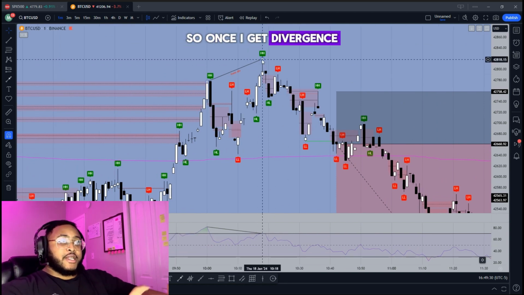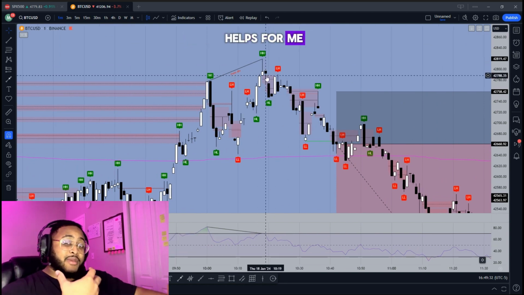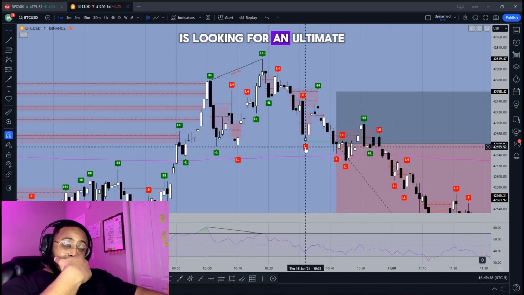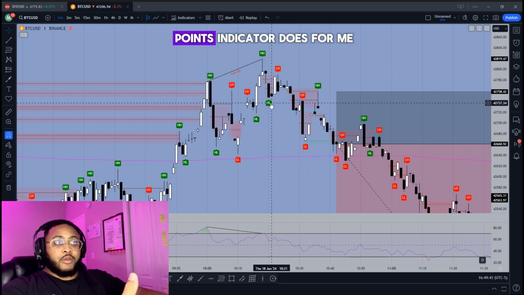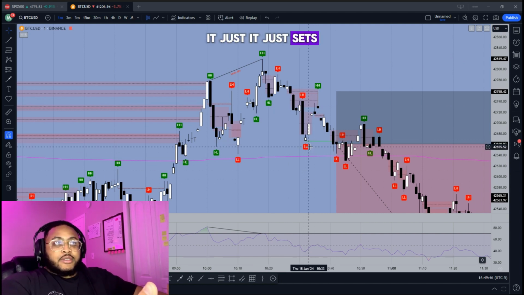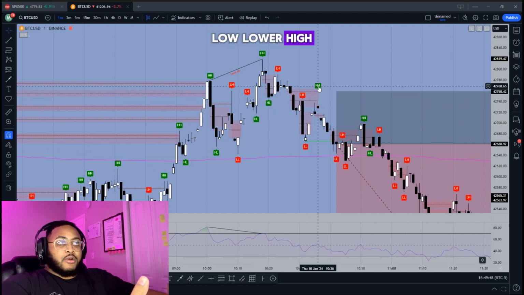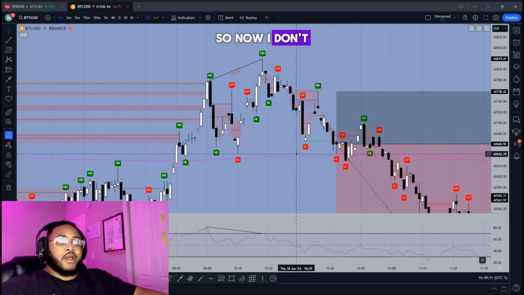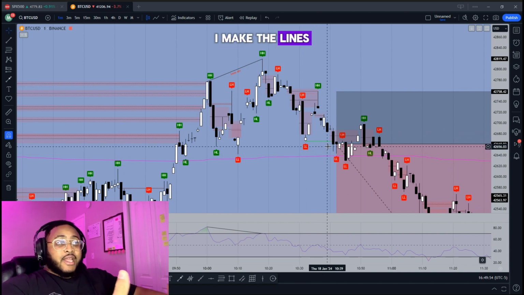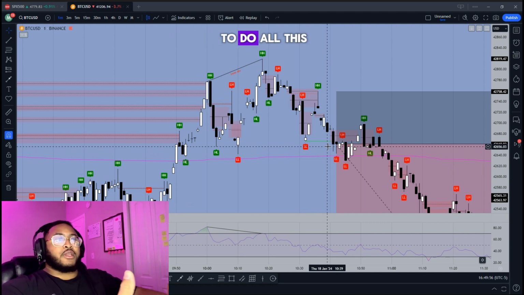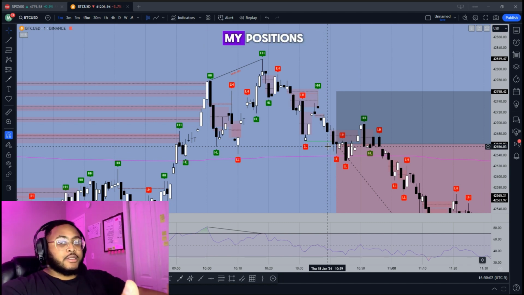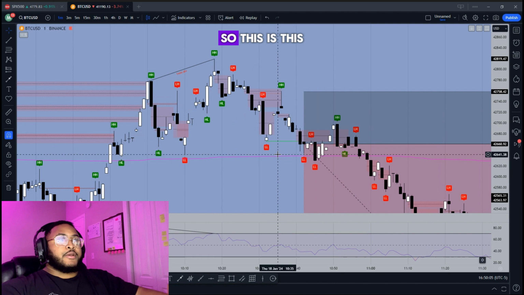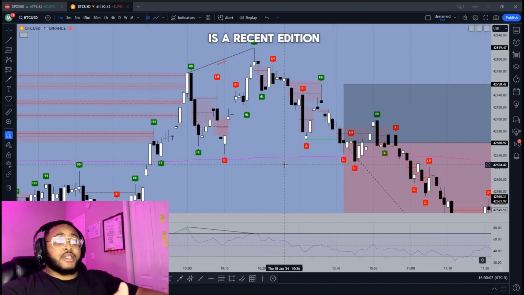Once I get divergence, the main thing that helps me, so I don't have to use a lot of brain power, is looking for an ultimate lower low from the high of this divergence. What this swing points indicator does for me is set it as lower low, lower high, higher high. It just sets everything up for me. So I don't have to make the lines, because it's my trigger entry, and I don't need all this extra process and brain power. It makes it a lot easier to get into my positions if I know what I'm looking for. This is a recent addition.